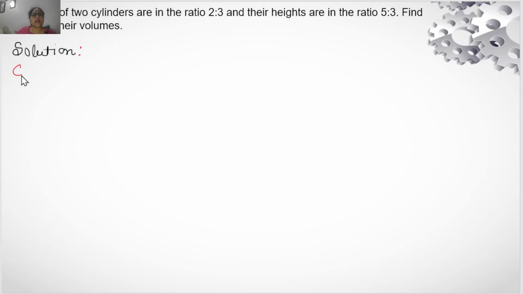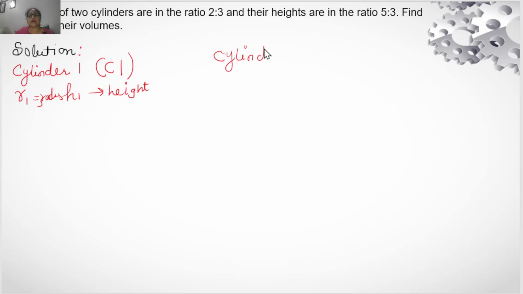So for cylinder 1 we are going to use the notation C1. So radius is indicated by R1 and H1 is showing the height. So this is the height and R indicates the radius. Okay. So similarly cylinder 2, we are going to show it by C2. R2 is indicating the radius and H2 is indicating the height.